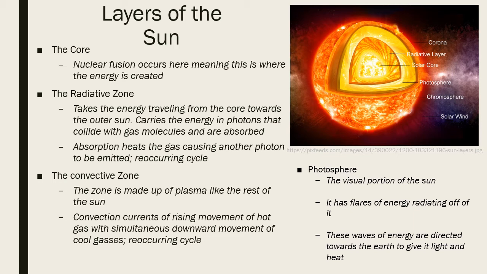The photosphere is the outer layer of the sun and is the actual visual portion of the sun. It has flares of energy radiating off of it, and these waves of energy are directed towards the Earth to give it the light and heat it needs to live.